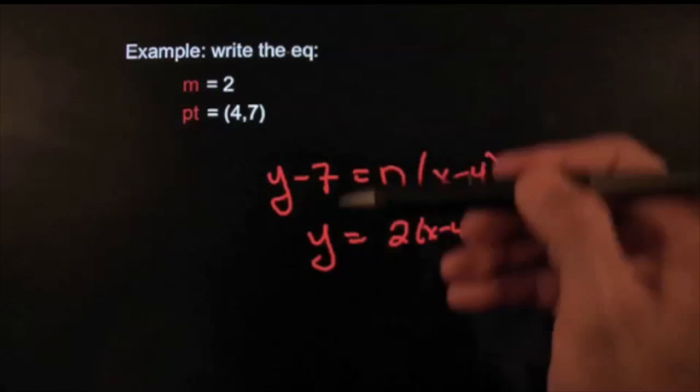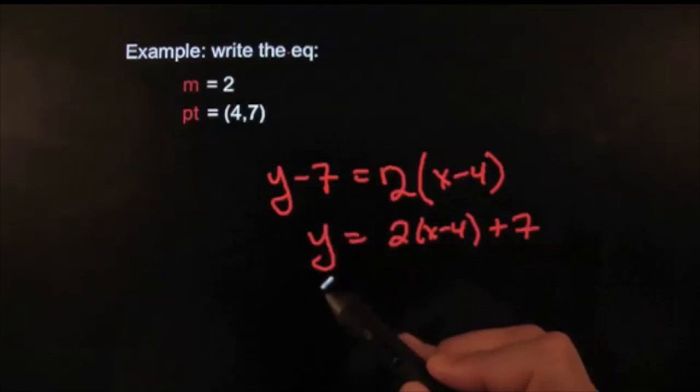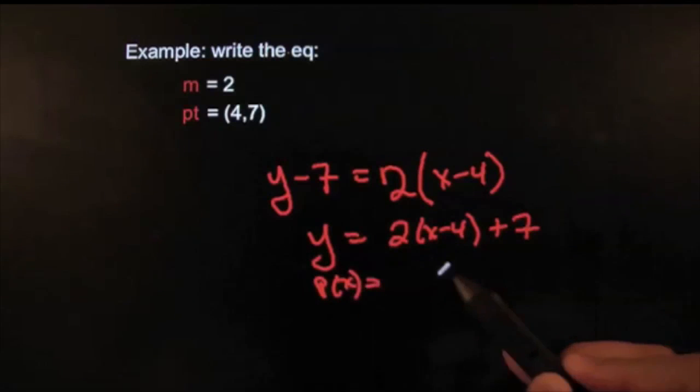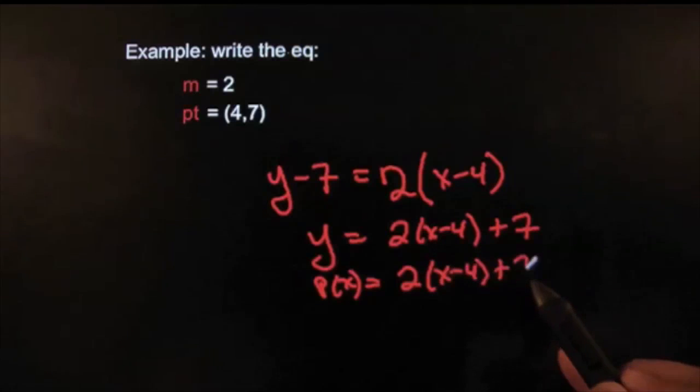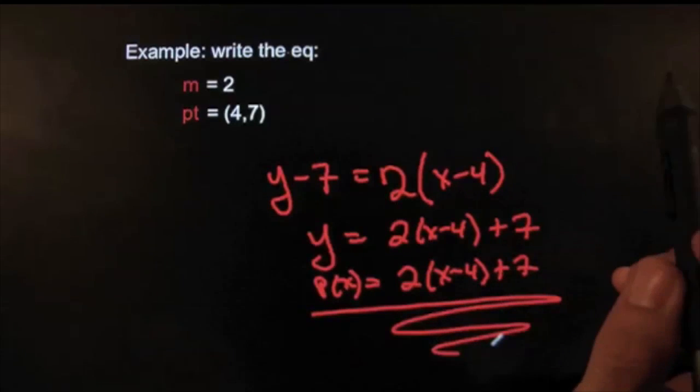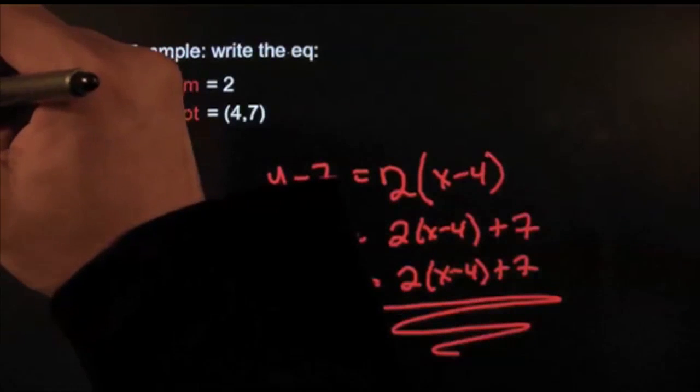And of course, for our purposes, we won't just call it a y. We will actually give it a name. We'll call it a function. P of x is equal to 2 times (x - 4) plus 7. That's the way we will do it. Okay. That part is, again, just review.